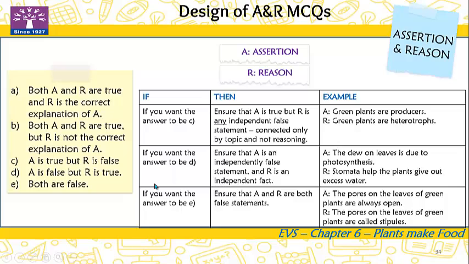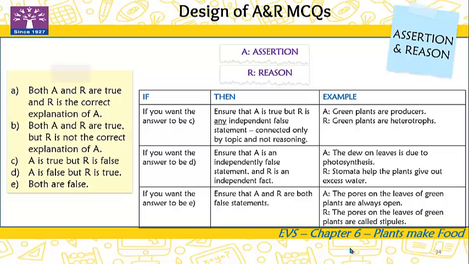Now if you want the option to be D, that is A is false, R is true, you have to apply the reverse. You have to ensure that A is an independently false statement for that topic and R is an independently true statement for that topic. For example, A: the dew on leaves is due to photosynthesis, and R: stomata help the plants give out excess water. Here R is definitely an independent fact which is true, and the assertion is not true, it's a false statement.